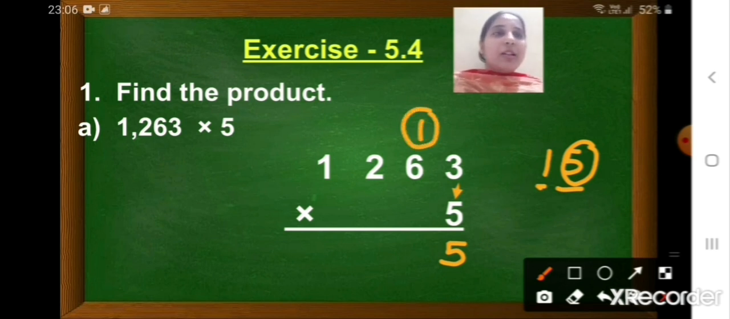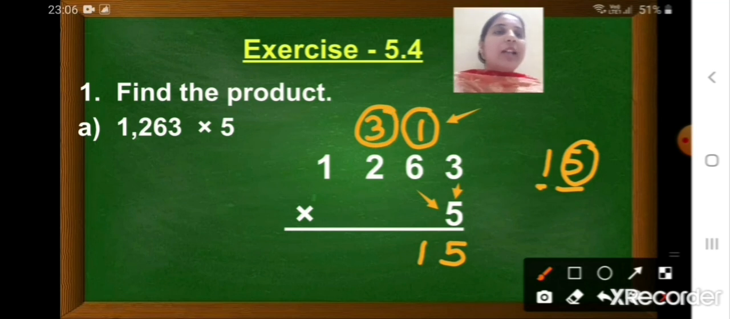Now we will multiply the digit which is at the tens place by 5. What is the digit at the tens place in the multiplicand? Yes, it is 6. So we will multiply this 6 by 5. 6 5s are or 5 6s are 30 plus this carried over digit, 1. What will we get, children? 31. So 1 we will write here and 3 will be carried over to the hundreds place here.